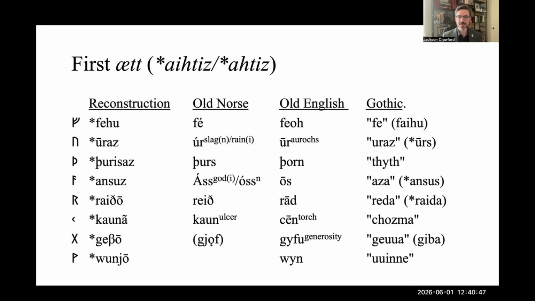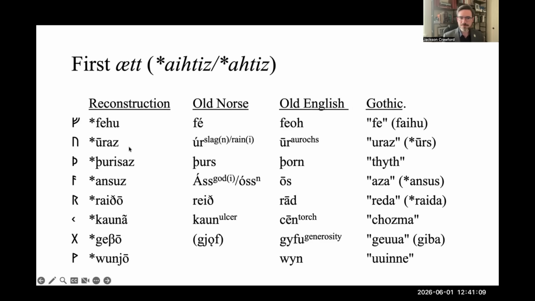All right, let's talk about these names, the ones that are more or less certain. So the first letter, easy, it's fehu. Old Norse fe, money or cattle. Old English feoh, money or cattle. The Gothic also looks very much like the standard Gothic word faihu, money or cattle. Fehu, easy.